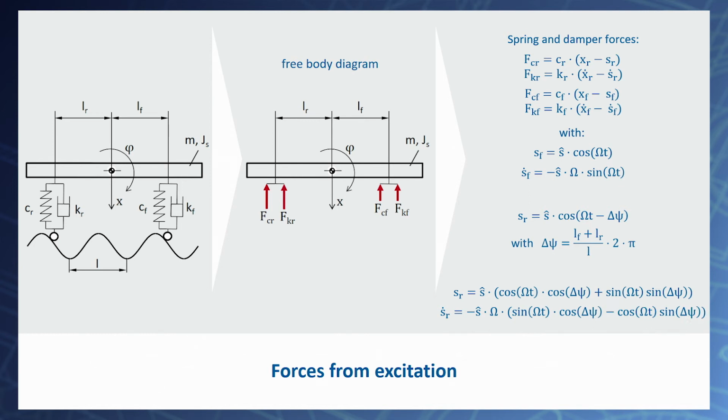And from there we can reformulate sR, and we do that by using the addition theorem for cosine of omega t minus delta psi. Why do we do that? Because later we want to collect on one side for cosine omega t, and on the other side for sine omega t. And of course, once we have sR expressed through cosine delta psi and sine delta psi, we can also come up with the first derivative, which we need in order to determine the rear damping force.